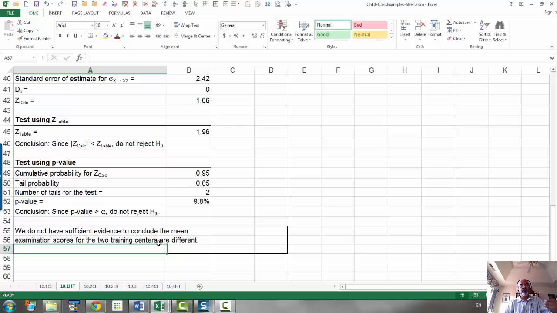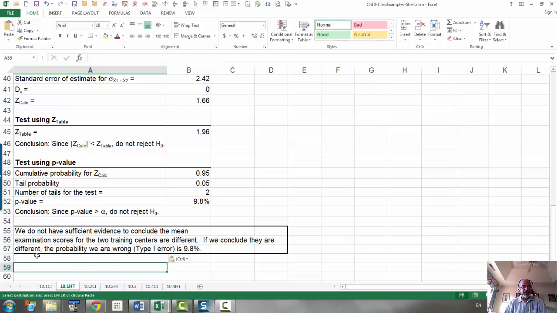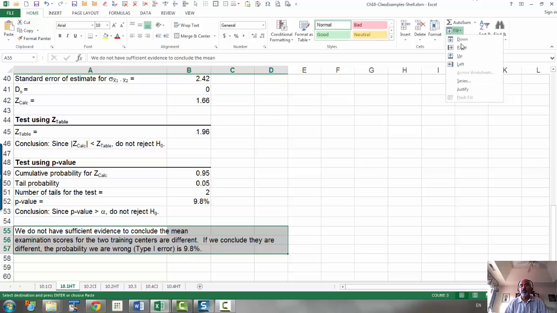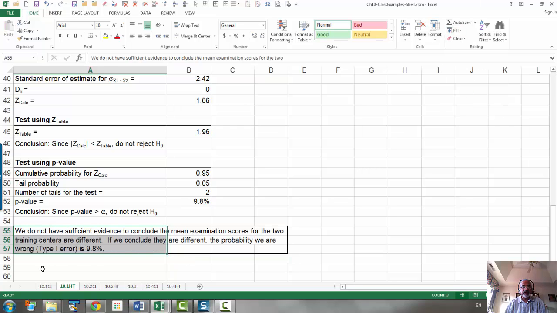Now we have to put a caveat on this, so we also need to interpret the p-value. If we did reject the null hypothesis, then the probability of committing a type 1 error would be 9.8%. So we have to add that here. And the probability that we'll be wrong is 9.8%. So let's now justify the text.